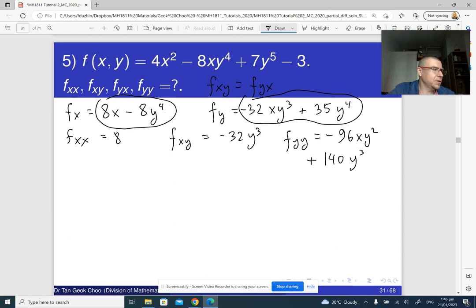So let me check if I got the numbers correctly. 8 minus 32 y cubed minus 96. Yeah, correct. Okay, that's it.